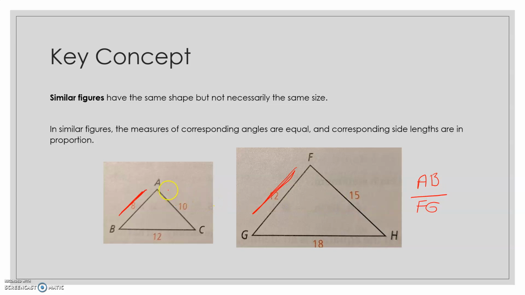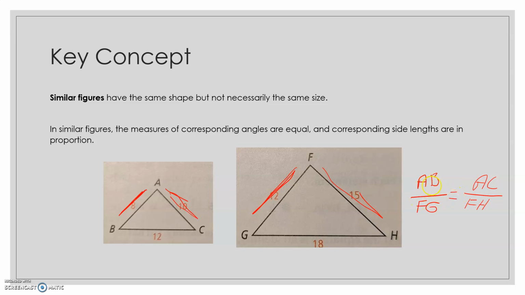For example, side AC right here corresponds with side FH in our other triangle, and we can write that as well. Just like in our past ratios, if we put the first triangle on top in the first fraction, we need to write the side from that triangle on top in the other one. So side AC is compared to side FH in our second triangle. In similar figures, all those corresponding sides are proportional.